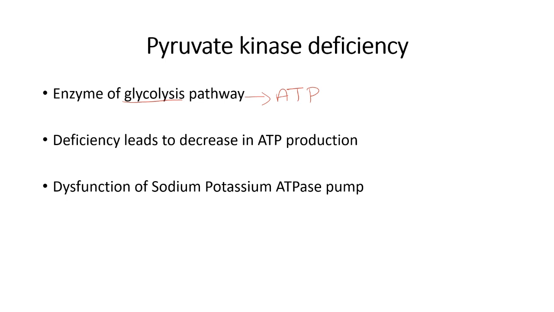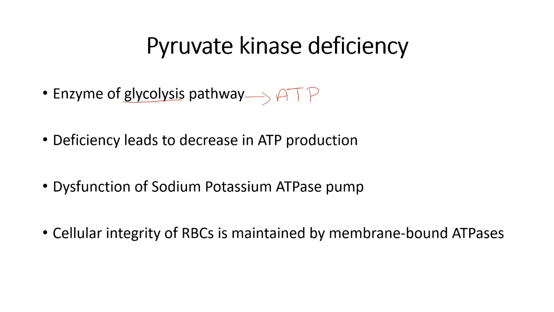One major function is the sodium potassium ATPase pump, which is a primary active transport mechanism dependent on ATP as energy source. This particular pump will become dysfunctional. And cellular integrity of RBCs is maintained by membrane-bound ATPases, and one such is the sodium potassium ATPase pump. So once that is dysfunctional, there will be loss of cellular integrity in the RBCs, which leads to hemolysis.